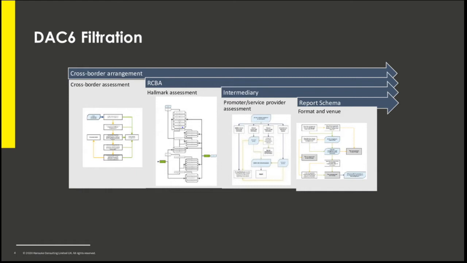An intermediary is defined quite broadly, and 2 types of intermediaries are envisaged. There's a promoter category and the service provider category. And a promoter is basically any person who designs, markets, organizes, or makes available for implementation or manages the implementation of a reportable cross-border arrangement.